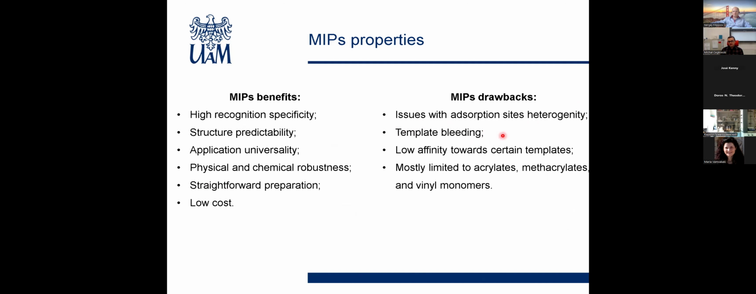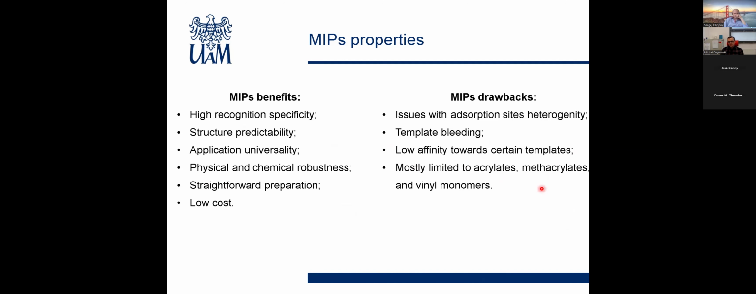We have this effect known as template bleeding. So basically when we remove the template, usually not all of the template gets removed. And when we start the analysis in the continuous form, like in HPLC and so on, sometimes we see the template again in the eluent. So it's called template bleeding. It is of course a negative effect, and we want to be sure that all the template is removed, which is not always that easy. For some templates, it's quite hard to make MIPs with high affinity due to their structure.